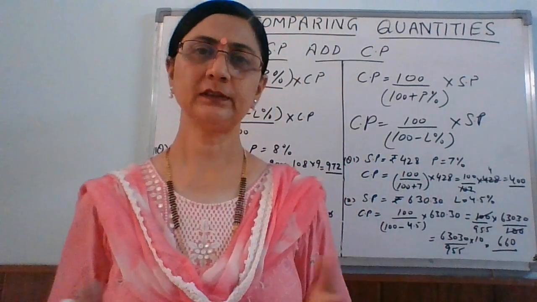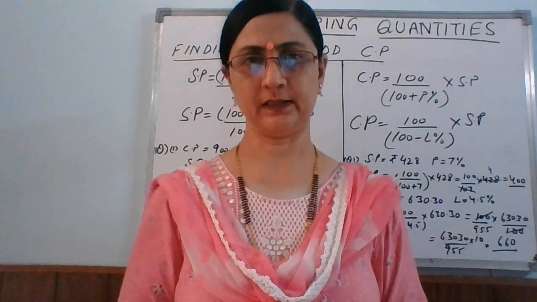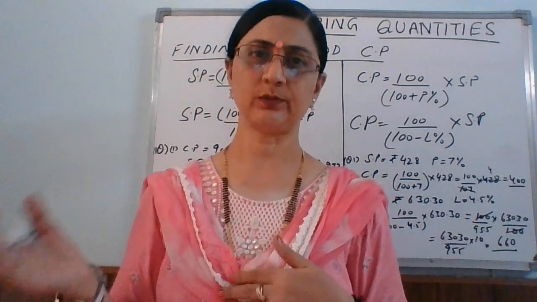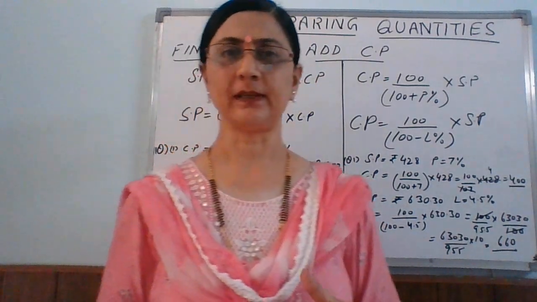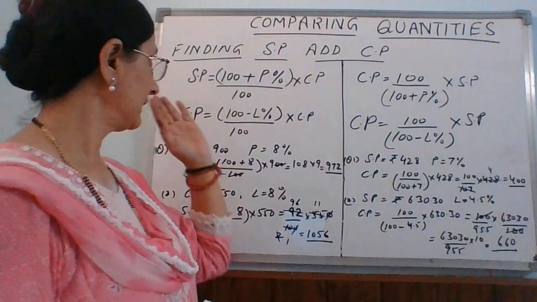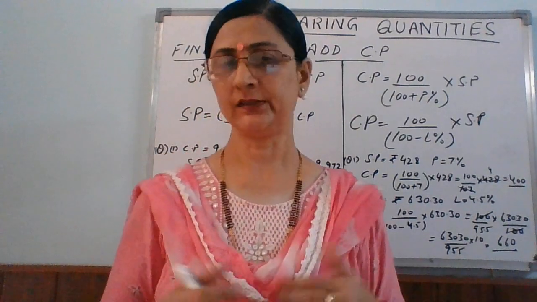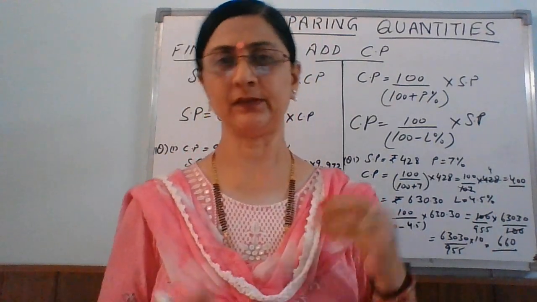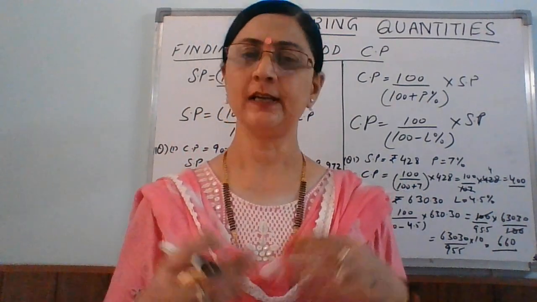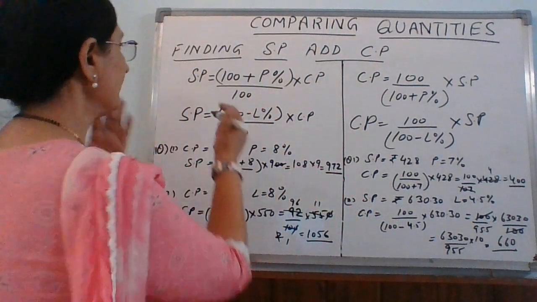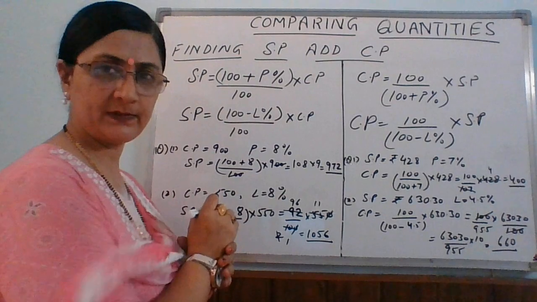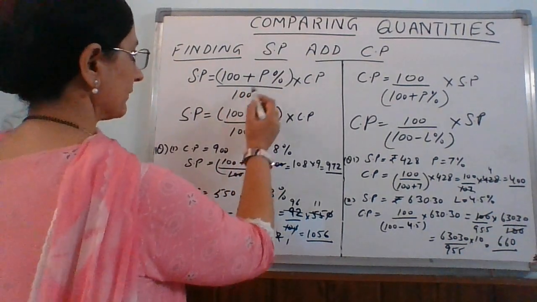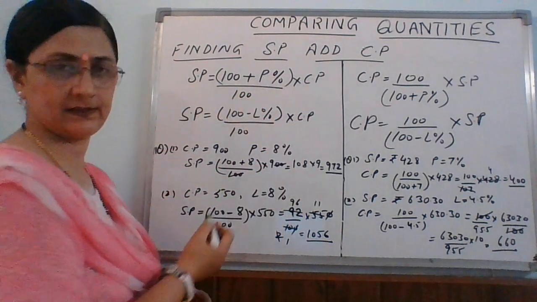Okay children, from the formula of profit percentage, that is profit upon CP into 100, and profit is SP minus CP, we can find out SP and CP. So we can derive the formulas for SP and CP when the profit is given and when the loss is given, right? So I have written the formulas for SP and CP. When the profit is given, what is SP? SP is (100 plus profit) upon 100 into CP, right?